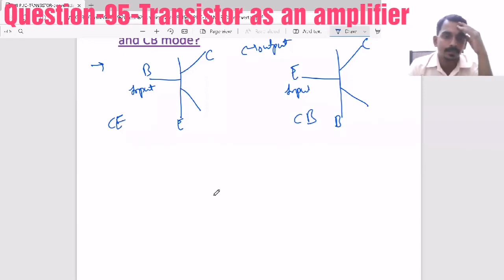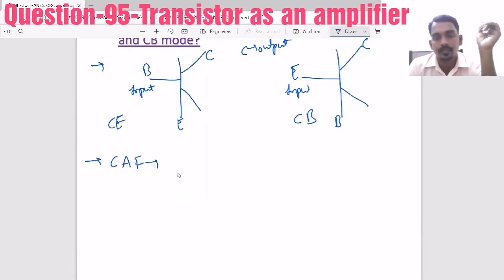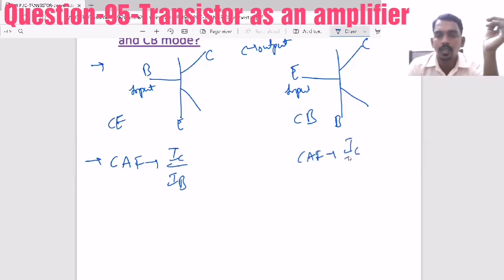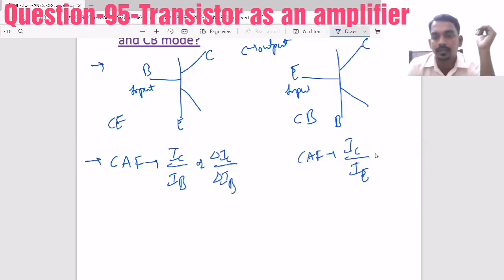Now, in every such circuit, there is a current amplification factor. That means the ratio of output current to input current. Here output current is IC and input current is IB. In the same way, for common base, the current amplification factor is output current IC by input current IE. But this is the DC current amplification factor. Similarly, for AC, we consider the change, so here also delta IC by delta IE.